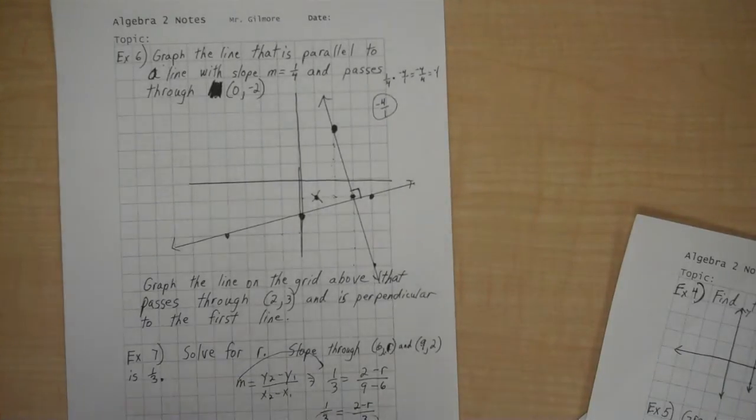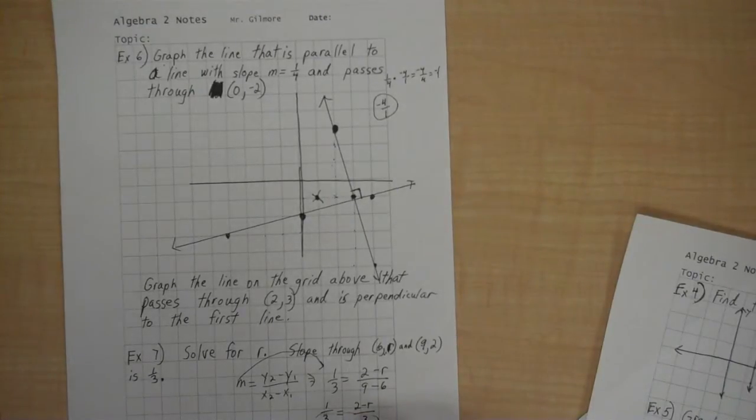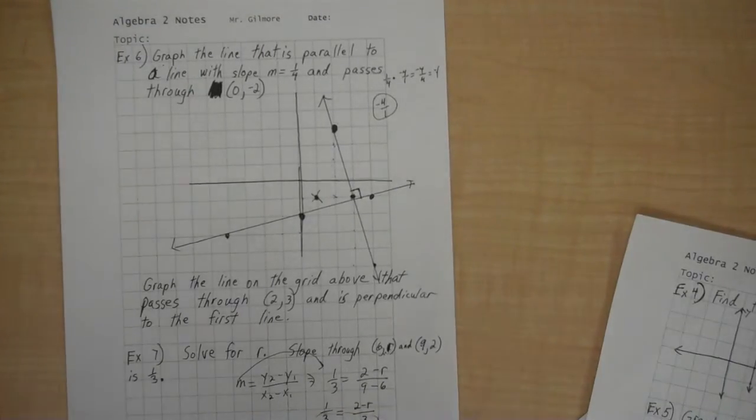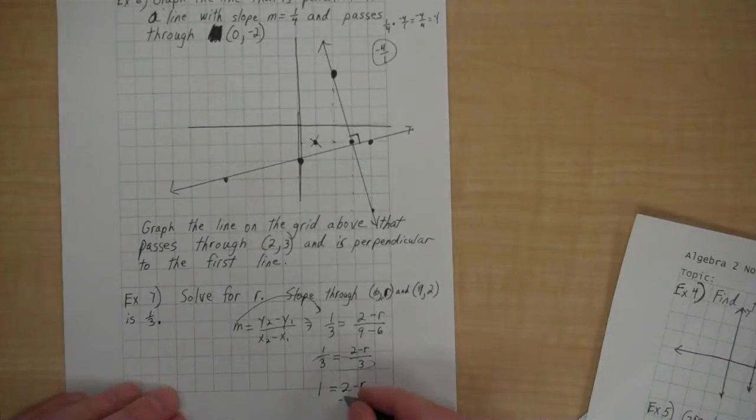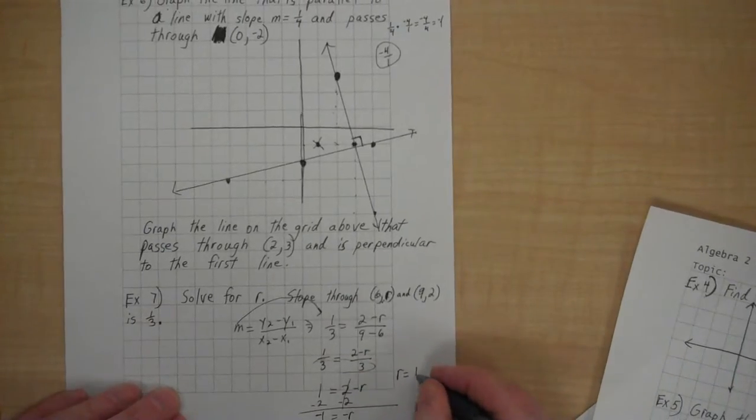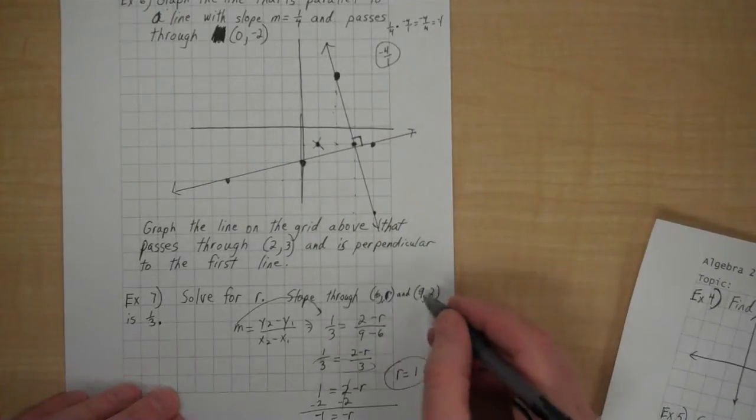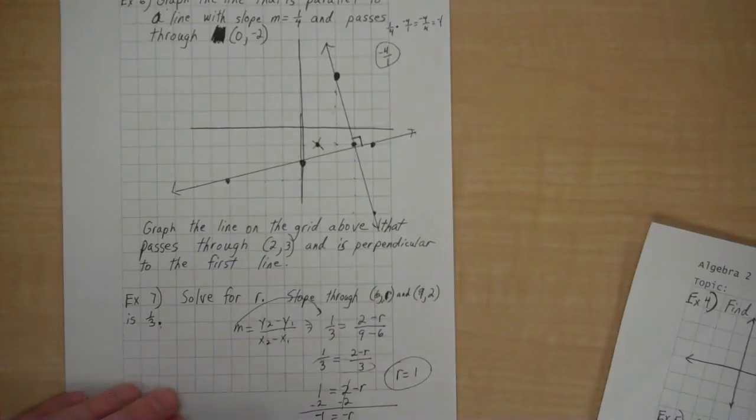Those are the same. I could multiply everything by 3, and if I do, I got 1 equals 2 minus r. I'm going to subtract 2 from both sides. I got negative 1 here. Those cancel. Negative r. So I'm saying r is 1. So 6, 1 and 9, 2 have a slope of 1/3.